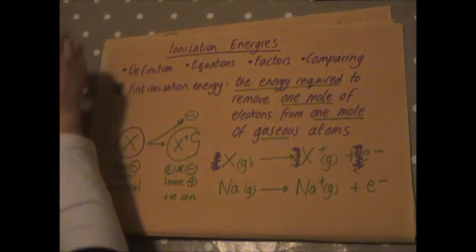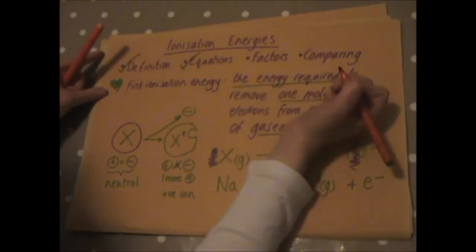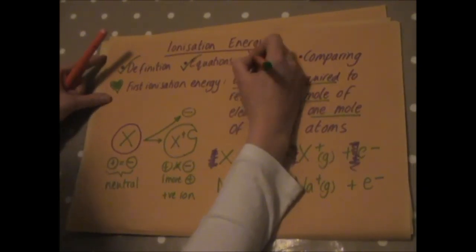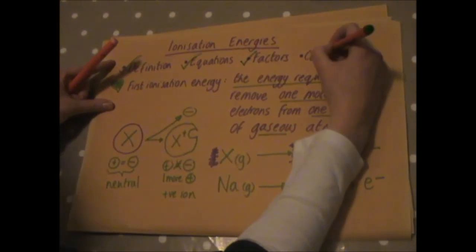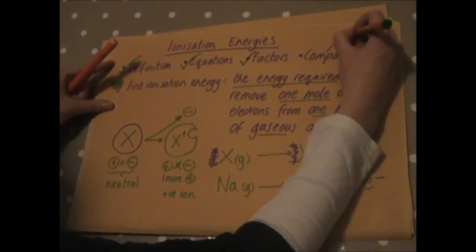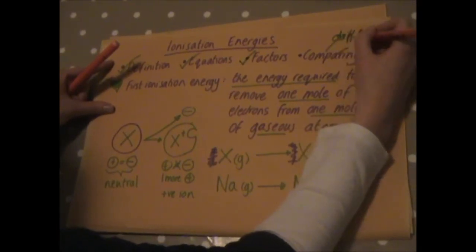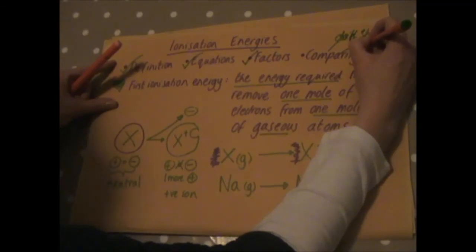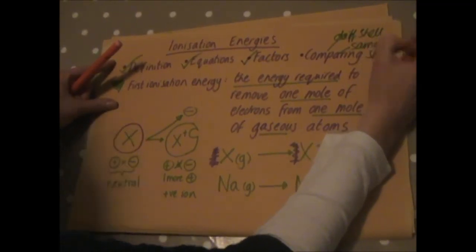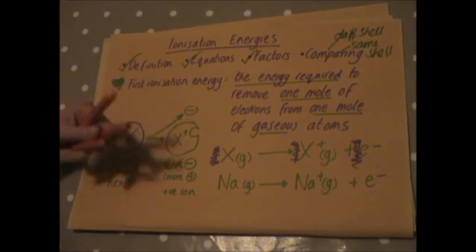So we've done definition, we've looked at the equations, we've looked at the factors that affect ionisation energy, and then we've compared electrons from different levels, different shells, and we've compared removing electrons from the same shell. Okay, so do your corner notes, write down your questions, and I'll see you in the lesson.